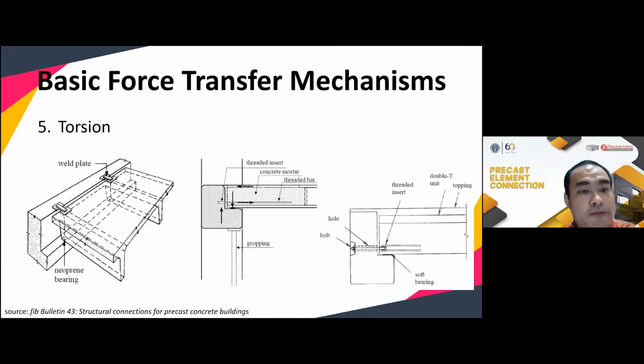The fifth is torsion. When we talk about the double T slab, which is carried by this L-shaped beam, it will create torsional forces, a torsional moment, on the beam. So here we can put some plate to help resist the torsion.